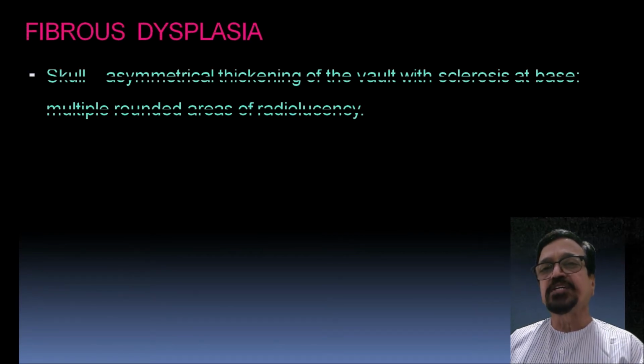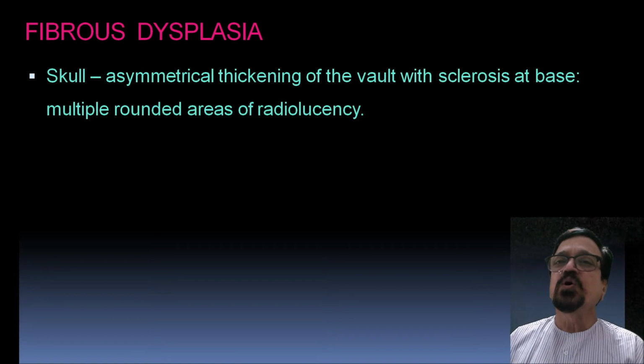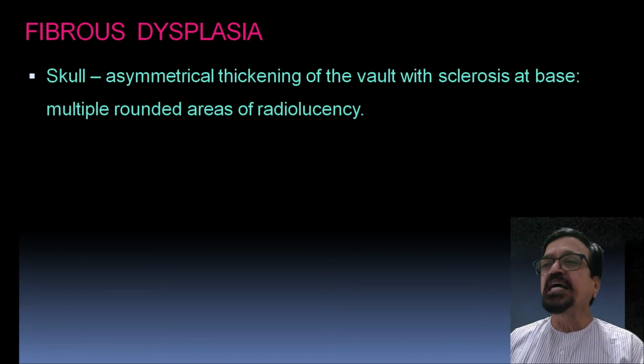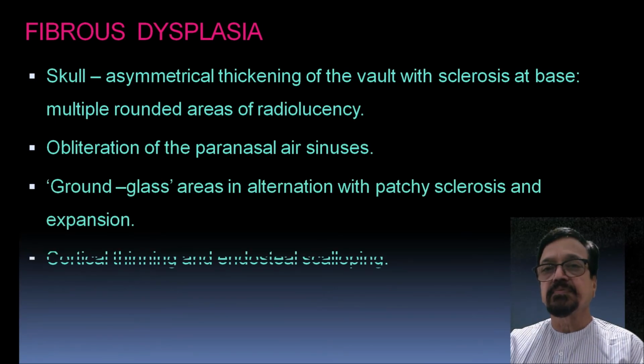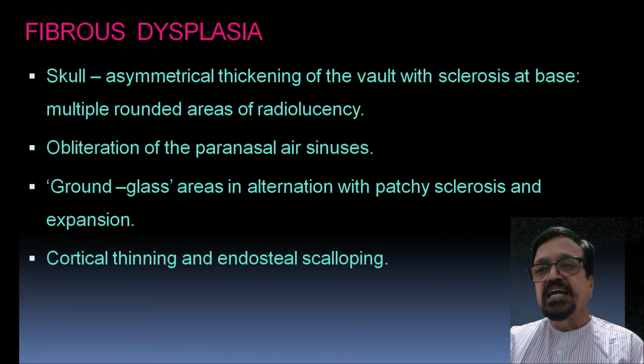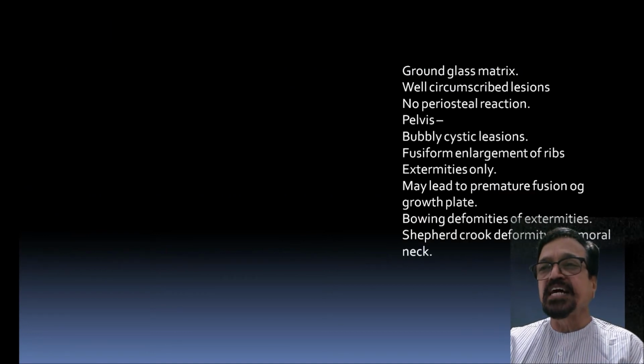Now let us come to fibrous dysplasia. The skull will show symmetrical thickening of the wall with sclerosis at the base and multiple round areas of radiolucencies. Then there will be obliteration of paranasal sinuses. Then ground glass areas alternating with patchy sclerosis and expansion is another feature. Then cortical thinning and endosteal scalloping is again seen in fibrous dysplasia.